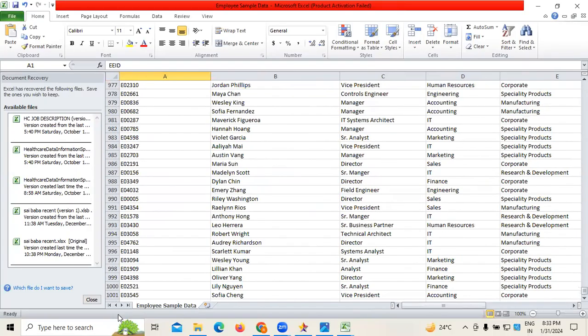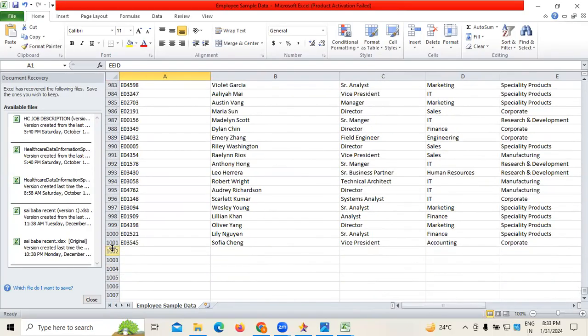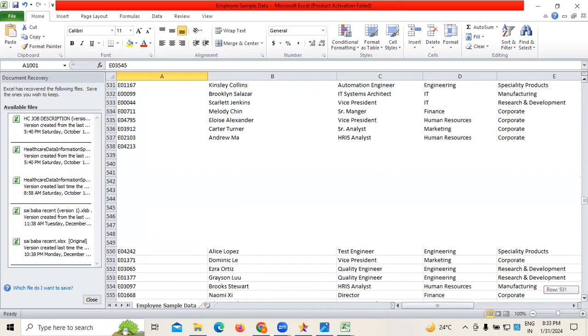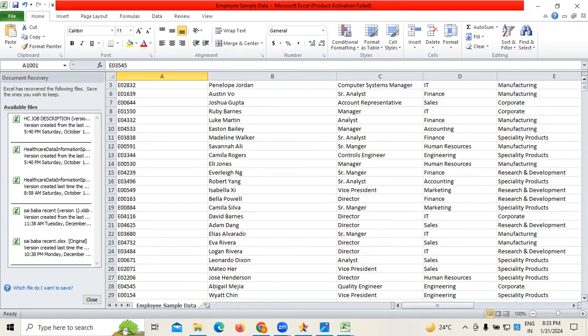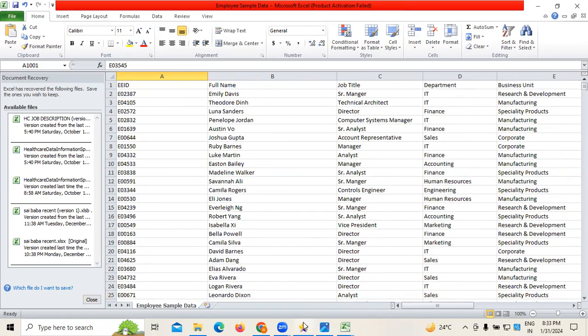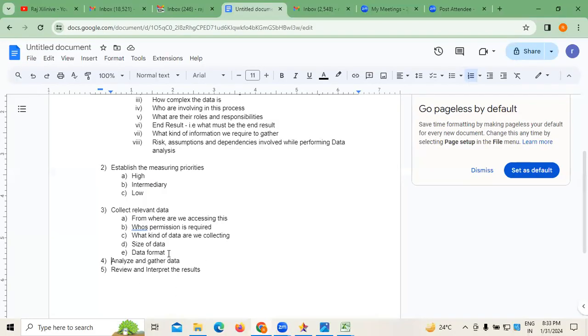The data will be in Excel format. Of course, the fields are 1001, more or less. So when we are working on the implementation in reference to the data we are gathering, we must be knowing about the format of the data.